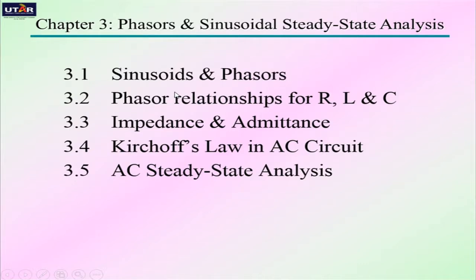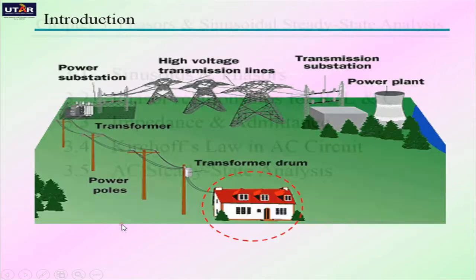Hi everyone. Today we are going to talk about Chapter 3 Phasors and Sinusoidal Steady-State Analysis. So this is the overview of the entire chapter. There are 5 sections. 3.1 is about sinusoids and phasors. 3.2 Phasor relationships for resistor, inductor and capacitance. 3.3 Impedance and admittance. 3.4 is the application of Kirchhoff law in AC circuit analysis. 3.5 is about AC steady-state analysis.